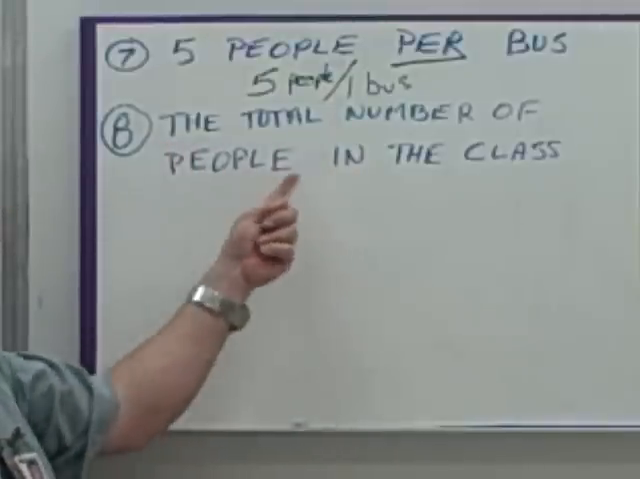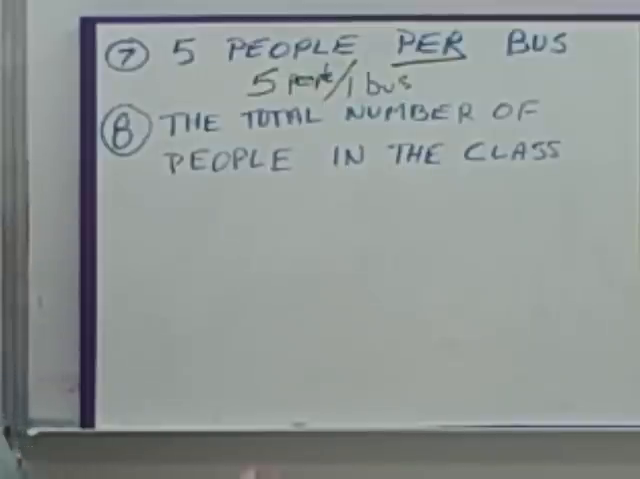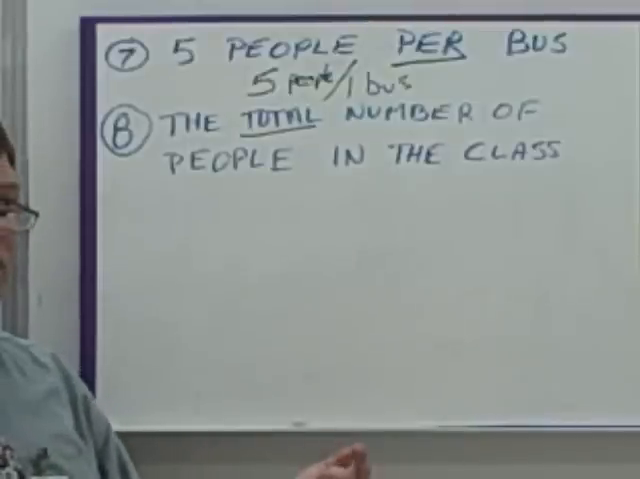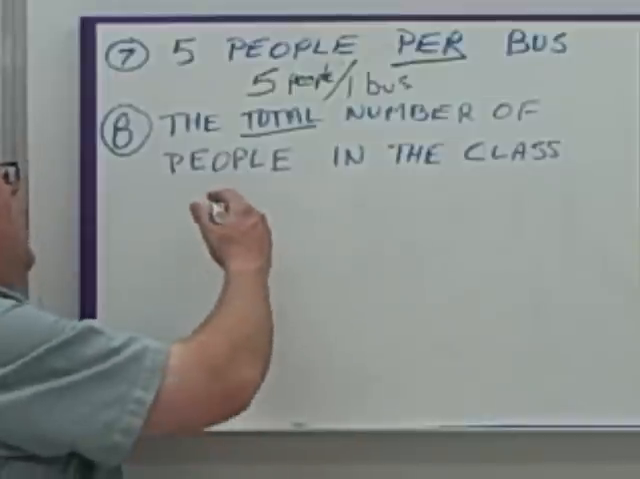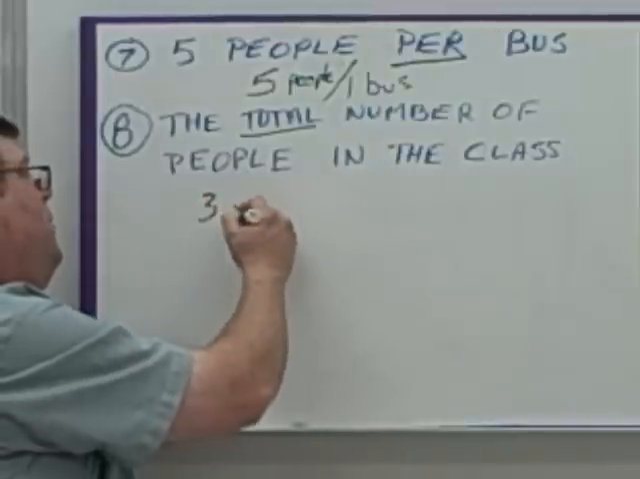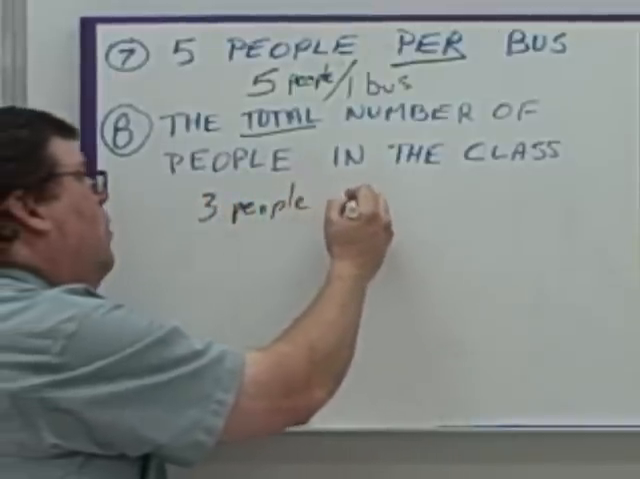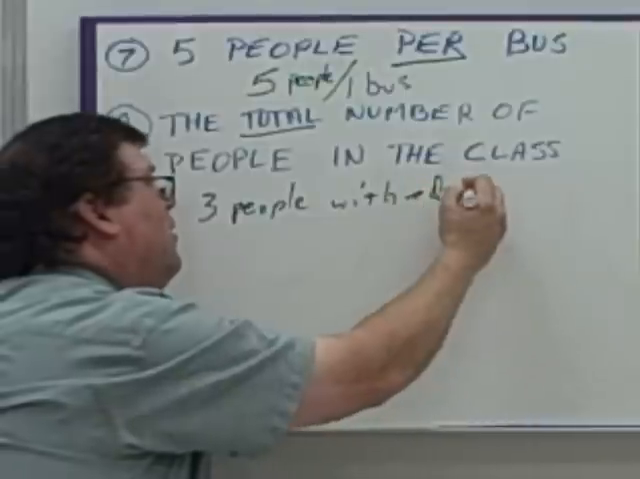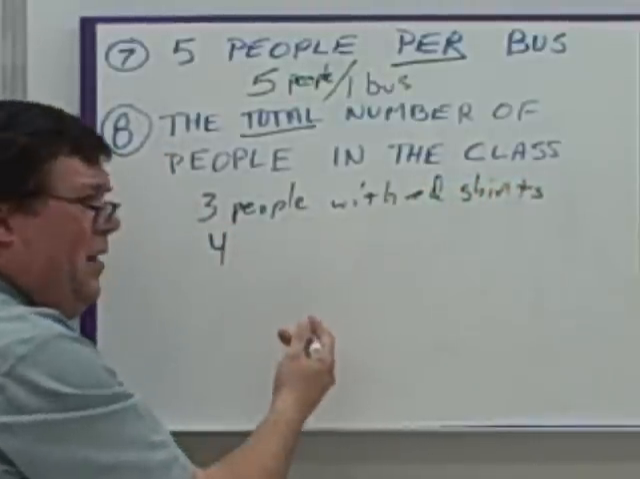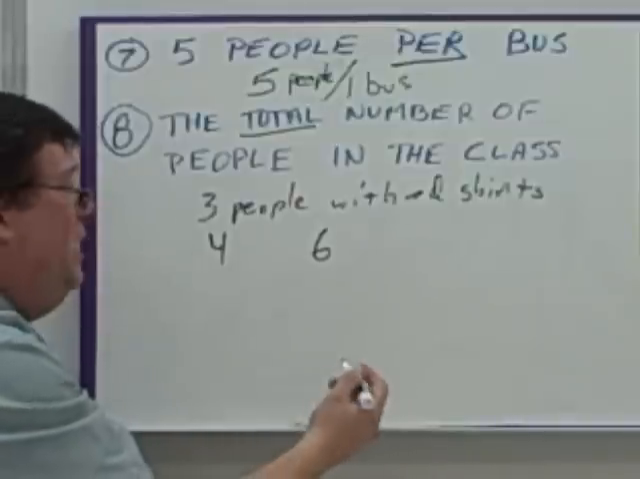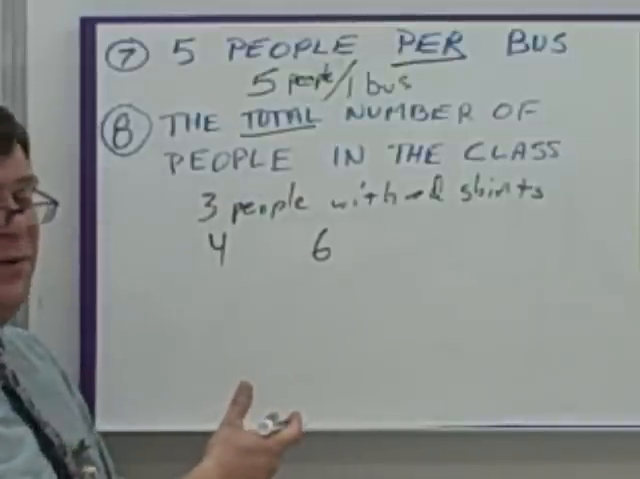The total number of people in the class. Total. Total usually is an indication of adding. However, you got to see what other information they give you. If they tell you the total number of people in the class, and before that they said there are 3 people with red shirts, 4 people with yellow, 6 people with green, you'd have to add those numbers up.